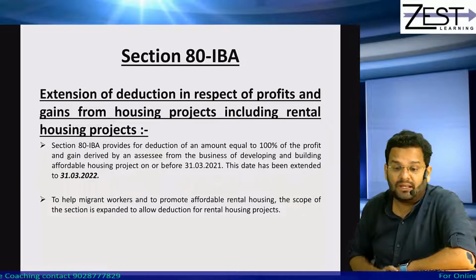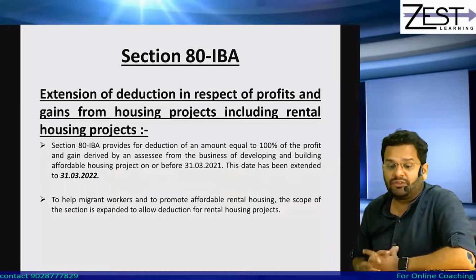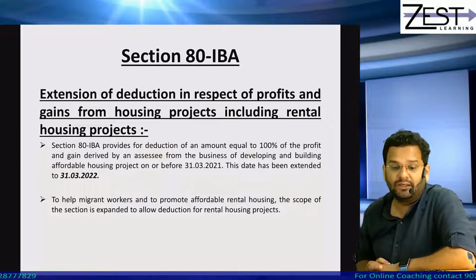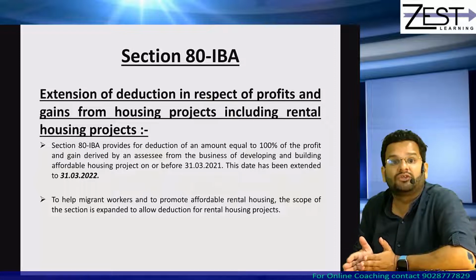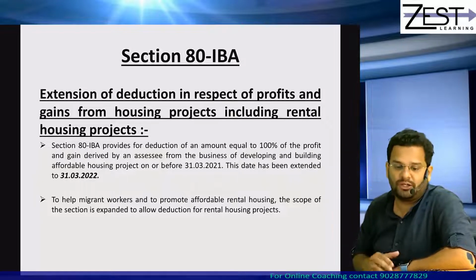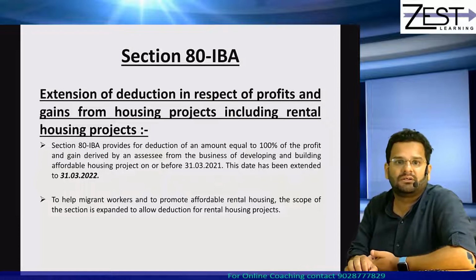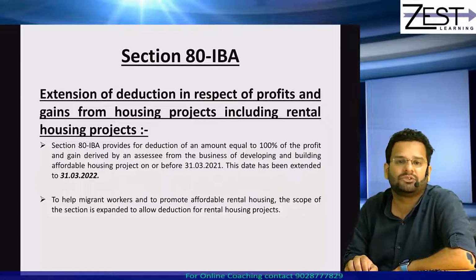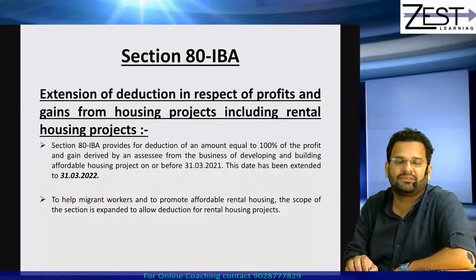Then 80IBA, in this there is an extension of deduction in respect of profits and gains from housing projects, including rental housing projects. So for that, the date which was earlier up to 31st March 21, it is extended to 31st March 22 for this deduction. This will be mainly important for CS executive as well as CA final. I don't find it in the syllabus of CA intermediate. Okay, CA intermediate has very limited deductions, isn't it?